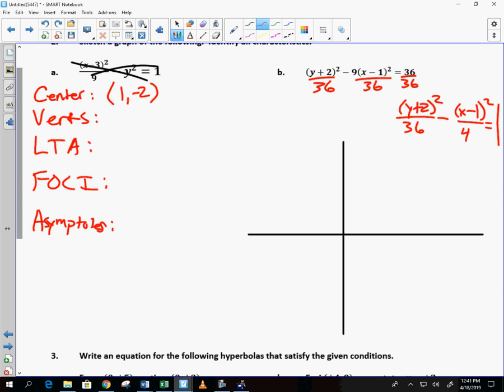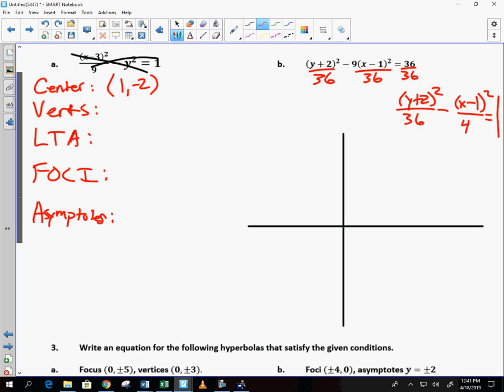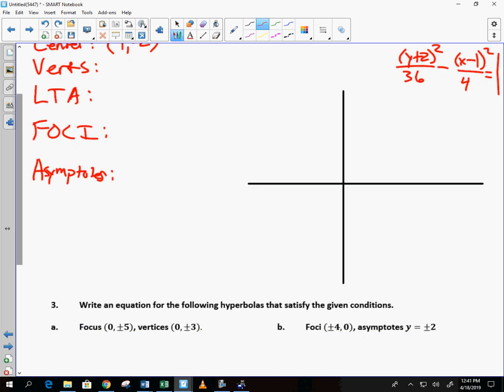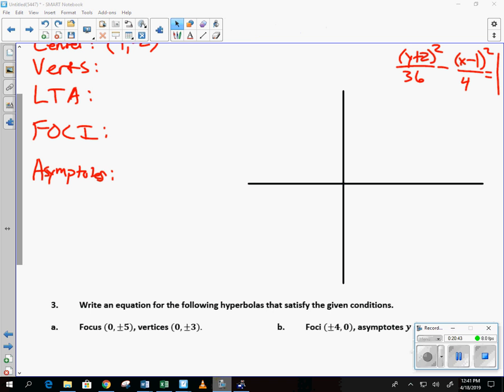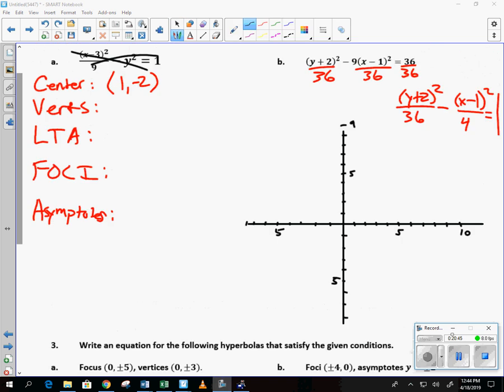Got that? Is this horizontal or vertical? Vertical. How come? Because the x is negative, the y is positive. Very good. So how many units am I going to move in the y direction? So if I move 6 units, that means I'm going to be all the way up to 4 and all the way down to negative 8, right? So I would say I need to make about a 10 by 10 graph. So let's work on sketching a little 10 by 10 graph going here. I'll pause the video.